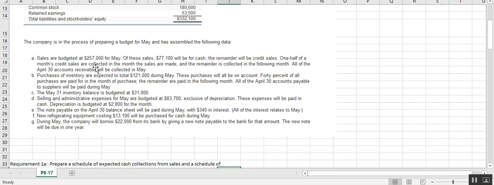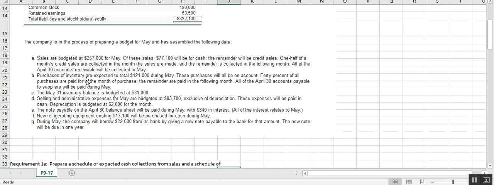So we've got sales are budgeted at $257,000 for May. Of these sales, $77,100 would be for cash. So that sounds important to me. And then it says the remainder will be on credit. And then it says one half of a month's credit sales are collected in the month the sales are made, and the remainder are collected in the following month. All of the April 30th accounts receivable will be collected in May. So that sounds important too.